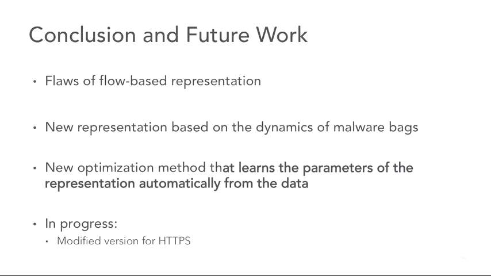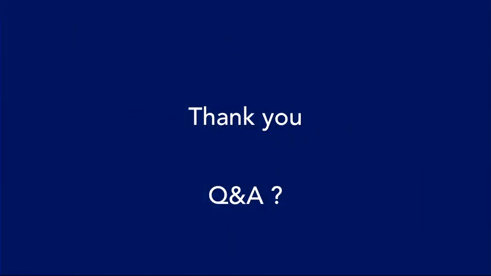So to conclude, I showed you that the flow-based representation is not very suitable for making general classifiers, and we need to invent new representations. I showed you an example of such a representation describing the malware dynamics, which is further improved by another algorithm that learns all the parameters of the representation automatically from the data, so there is no need to manually predefine anything, which is completely suboptimal. And as a follow-up, we would like to make it work also on HTTPS, which would be really awesome. So that's the end of my presentation, and thank you.